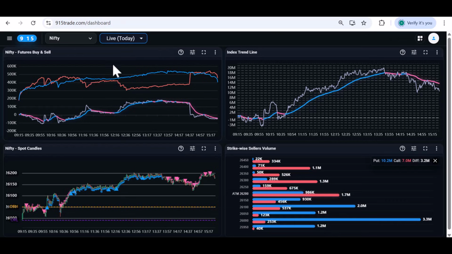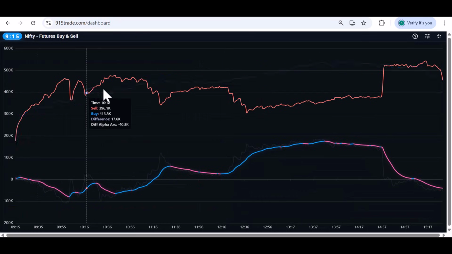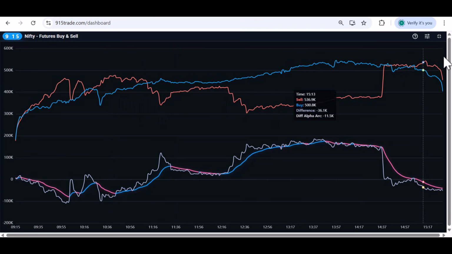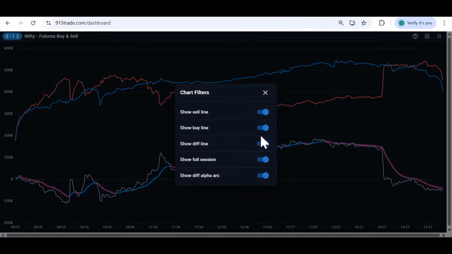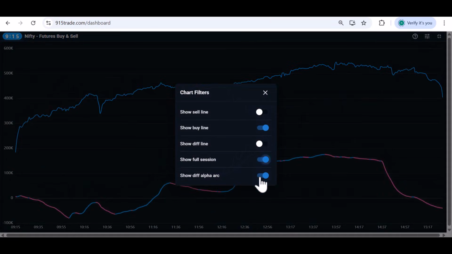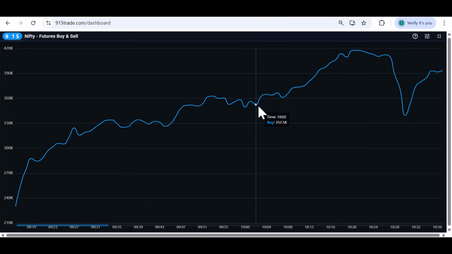Now, let's look at the first and most powerful feature, the futures buy and sell chart. This chart is designed in the simplest way possible so that even if you just started trading yesterday, you'll fully understand it by the end of this video. It has only 4 lines, but once you know what they mean, you'll be able to see who is really in control of the market, long before the price actually moves.